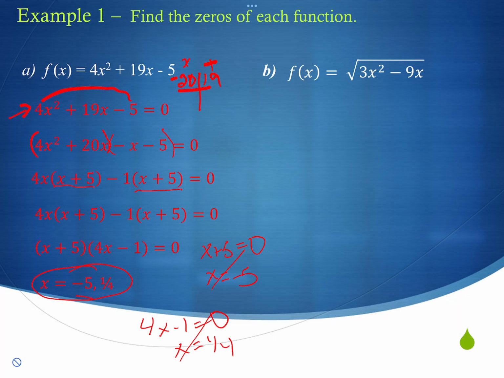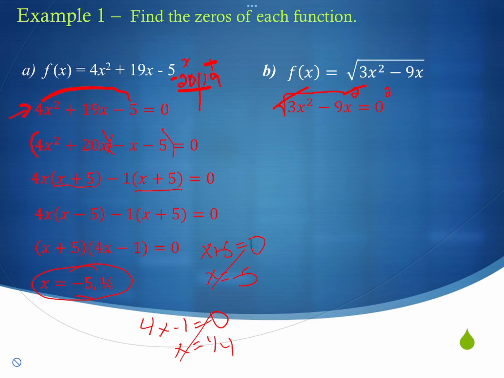How about part B? I have the square root of 3x squared minus 9x. Again, we'll set our function equal to 0. So you can have your square root on there. But if I square both sides right here, then the square and the square root go away, and I just have 3x squared minus 9x equals 0.